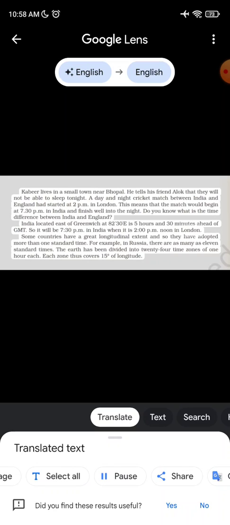Noon in London. Some countries have a great longitudinal extent and so they have adopted more than one standard time. For example, in Russia, there are as many as 11 standard times. The Earth has been divided into 24 time zones of 1 hour each. Each zone thus covers 15 degrees of longitude.